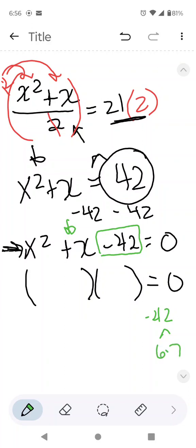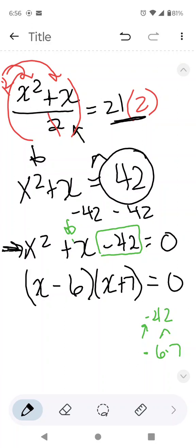6 times 7. If you don't know the factors, you can go 1 times 42, 2 times 21. You just go in order. But I'm trying to go a little bit quick. And it has to be a positive 1. So remember, this is negative 42. I have to multiply them and make negative 42. But when I add them together, they need to equal a positive 1. So that means that x minus 6 is going to go in this first parentheses right here. So x minus 6 times x plus 7.